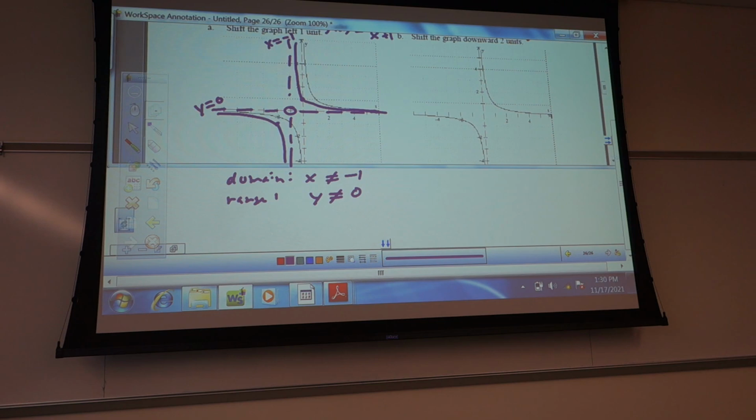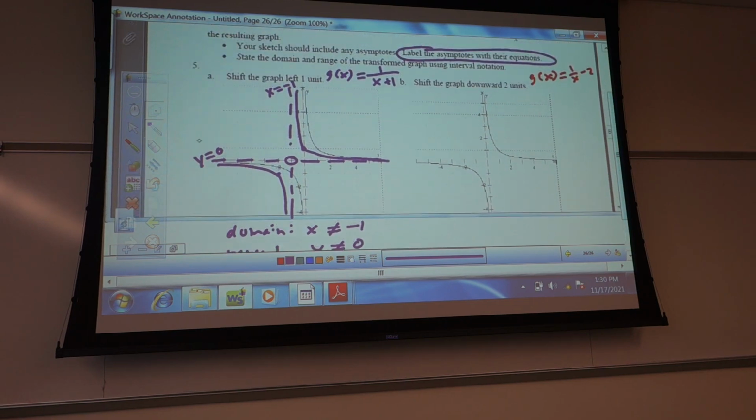The next one. So this is going to be down 2. So from here we go 1, 2, down here. I'll put in my asymptotes. So then graphing them, I'll go over left 1, down 1. That's my new center there. Right one, up one. So I'm new center, so my point there and my point there.